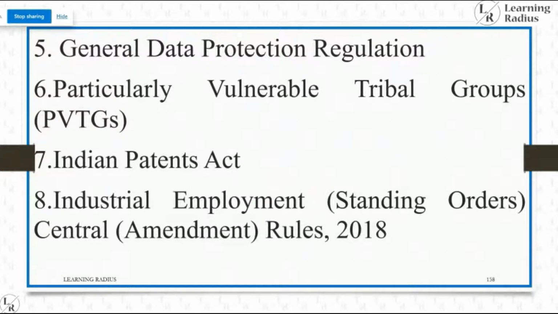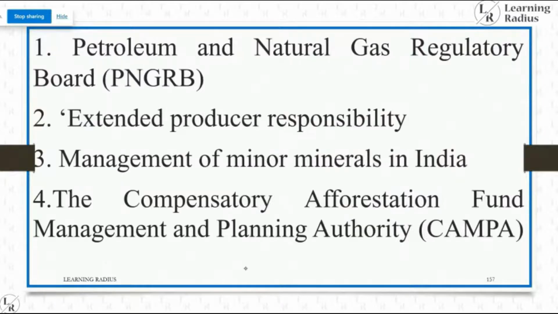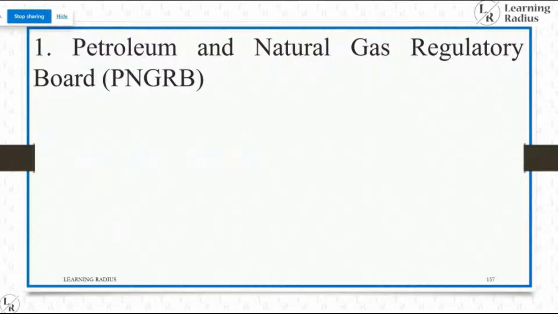Let's have a quick look once again. Industrial Employment Standing Order Central Amendment Rules 2018. Indian Patent Act. Particularly Vulnerable Tribal Groups, PVTGs. General Data Protection Regulation. The Compensatory Afforestation Fund Management and Planning Authority. Management of Minor Minerals in India. Extended Producer Responsibility. Petroleum and Natural Gas Regulatory Board, PNGRB. Let's discuss the questions.